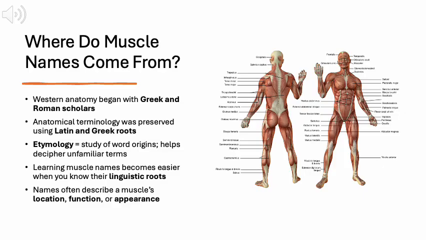Once you recognize the root of a term, you can often decode its meaning without memorizing it outright. For example, rectus means straight, so the rectus abdominis tells you it's a straight muscle of the abdomen. Knowing these linguistic clues turns the seemingly endless list of muscle names into a more logical system.